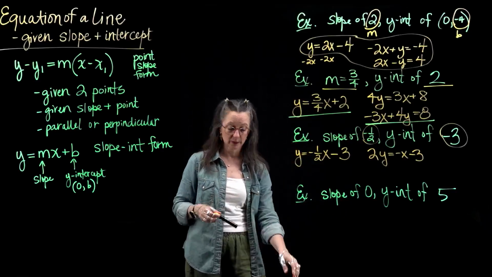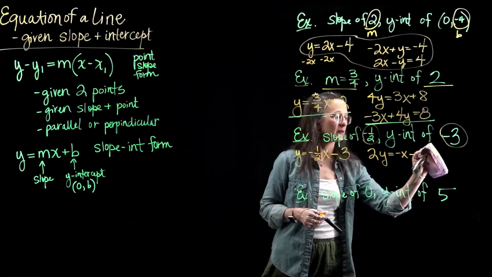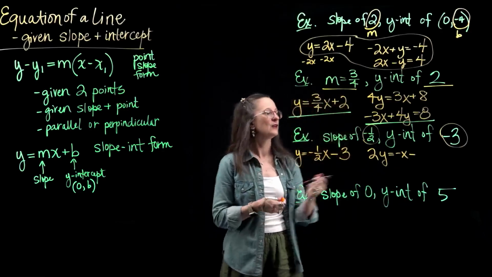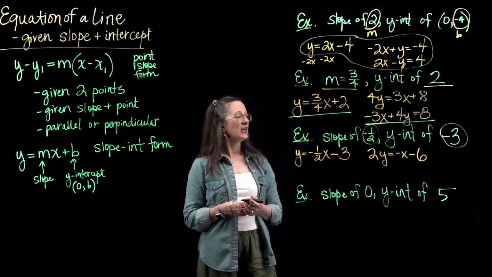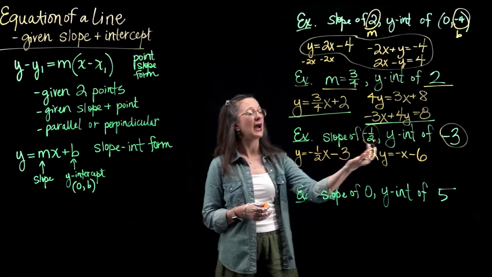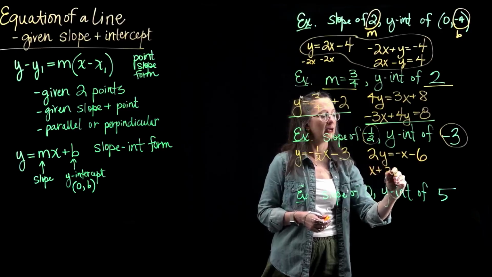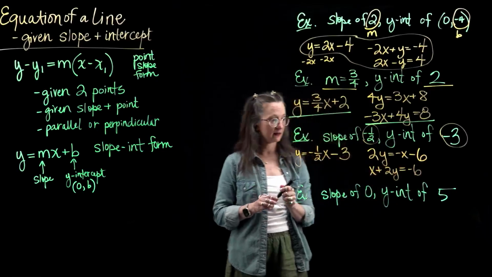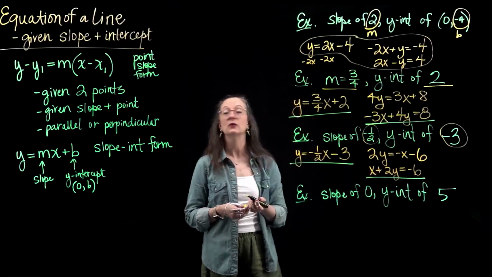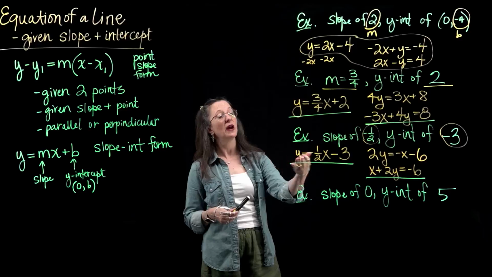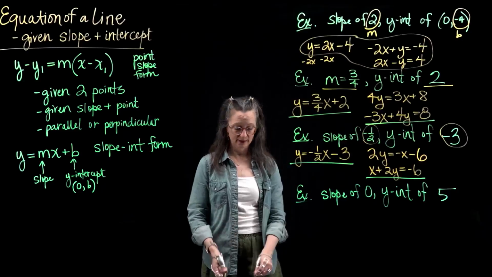Oh, should have multiplied by 2 on the end. Let's fix that. If we multiply by 2, we've got to multiply everything by 2. So this would be negative x minus 6. All right, and let's get x and y on the same side. So I'm going to add x to both sides, which is going to give me x plus 2y is equal to negative 6. So my two options for a solution, based on whatever they were asking for, would be y equals negative 1/2 x minus 3, or x plus 2y equals negative 6.